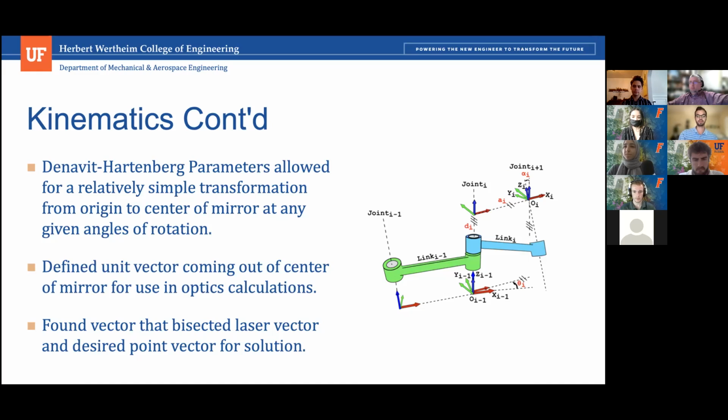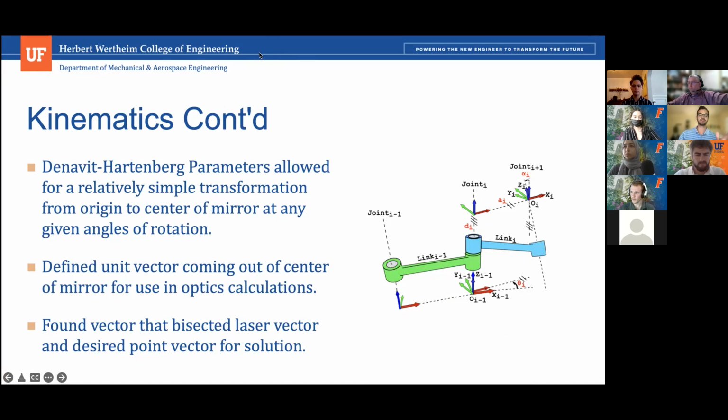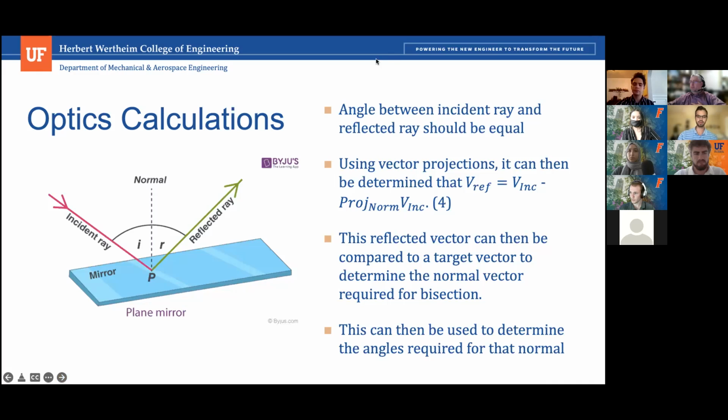We performed another transformation going from the origin to an arbitrary point 1 unit in front of the center of the mirror, which allowed us to create a unit vector coming out of the center of the mirror. After that, we defined that unit vector and used it for our optics calculations, which allowed us to find the angles needed to have the proper reflection from the incoming laser beam to the point on the wall that was desired. So in order to do that, we were looking at some optics equations here.